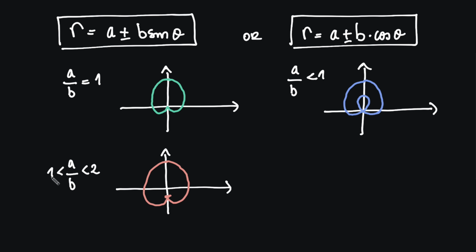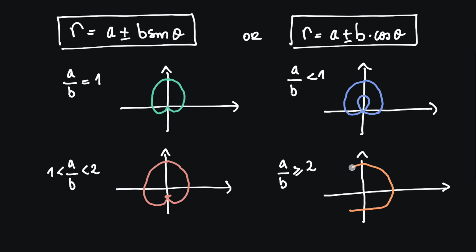If in our test A divided by B is in between 1 and 2, it's a dimple Limacon. If we do A divided by B and we get something greater than or equal to 2, then our Limacon is going to be called a convex Limacon, and it's going to look almost like a circle, but with an almost flat side. You can do it better if you have a polar grid, or if you're better than me at drawing. Let's try it again.